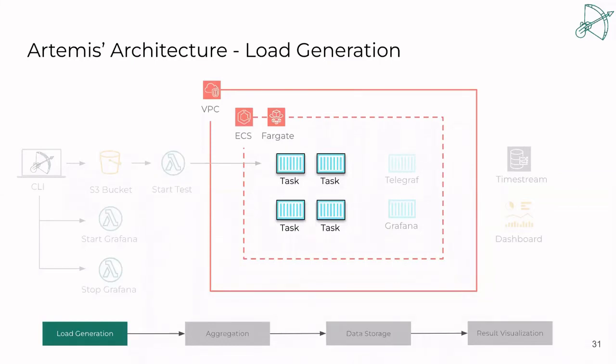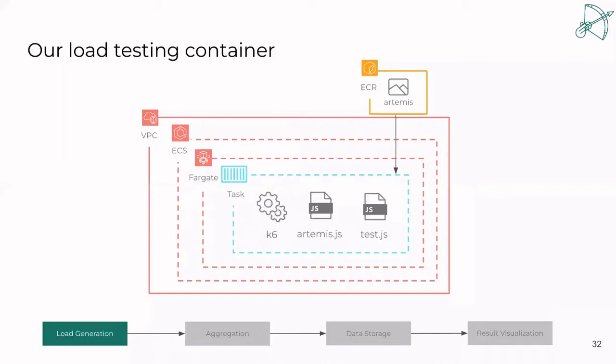Next, let's take a closer look at the elements that make up our load testing containers. Each of the load testing instances pulls a custom image from AWS's public container repository, known as Elastic Container Registry, or ECR. The custom image is one that we configured and uploaded to ECR. It includes K6 and a node application. K6 is the load testing tool at the center of Artemis's solution.